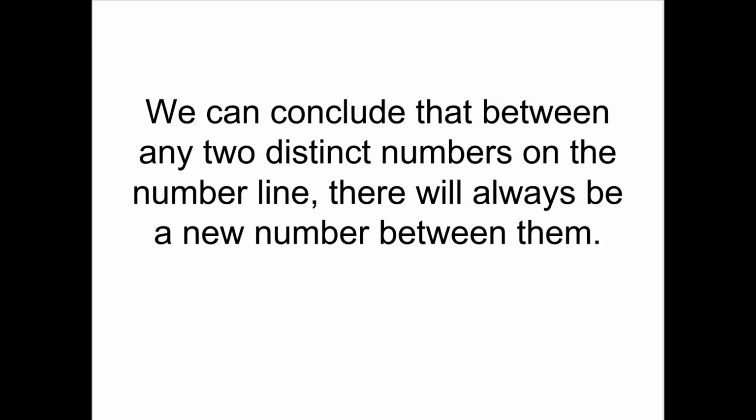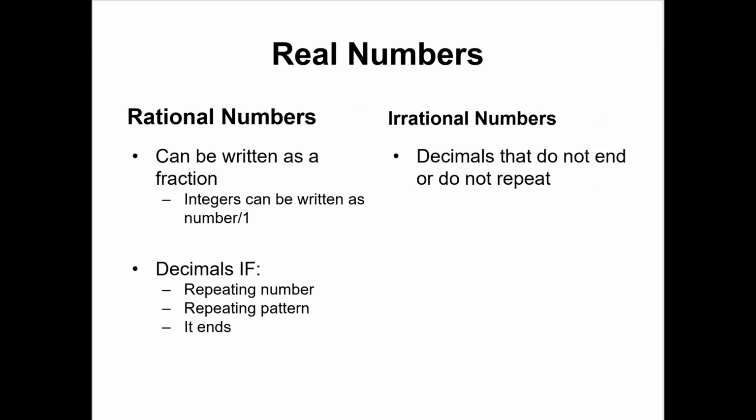So we can actually organize numbers. Real numbers is like our big header. Now there are imaginary numbers. We're not going to be talking about them here, but there are imaginary numbers. We're only talking about the real numbers, the numbers we can actually touch. So there are two types of real numbers: the rational and the irrational.